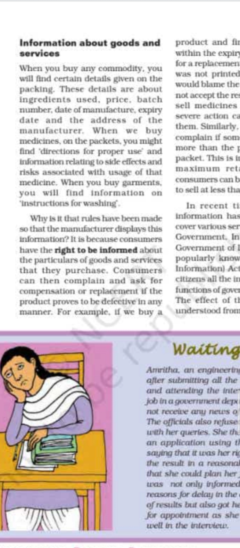Now when you buy garments, you will find instructions for washing. If you go to a mall and take any cloth, the instructions on how to wash it are written there. If it is a woolen cloth, they give the instructions separately according to the kind of textile you are going to purchase. So why have rules been made so that the manufacturer displays this information? It is because consumers have the right to be informed about the particulars of goods and services that they purchase.